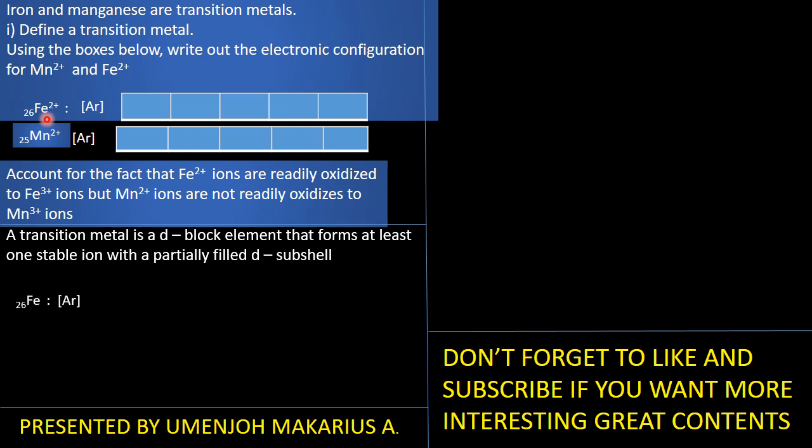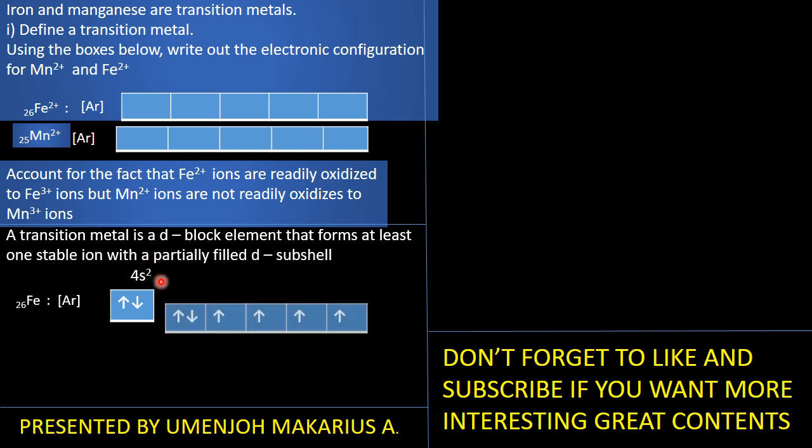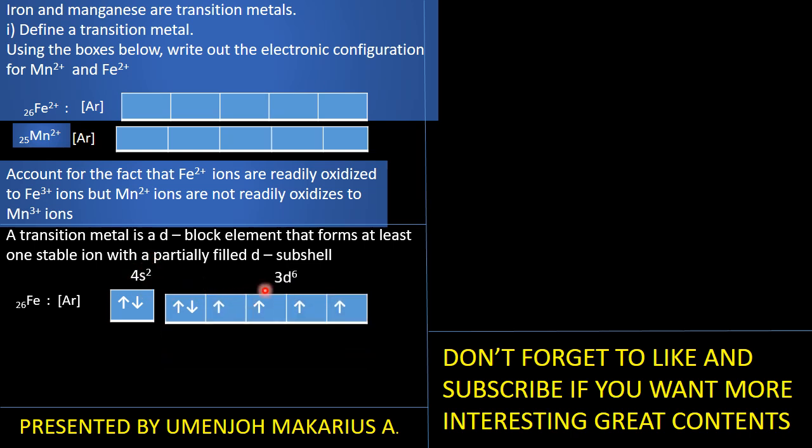Let's look at iron first. It's the argon core, then the 4s squared, because this is the 4s orbital and there are 2 electrons present there. Then you have the d orbital, which is 3d6, because there are 6 electrons found in this orbital. So this is the electronic configuration of the element iron.